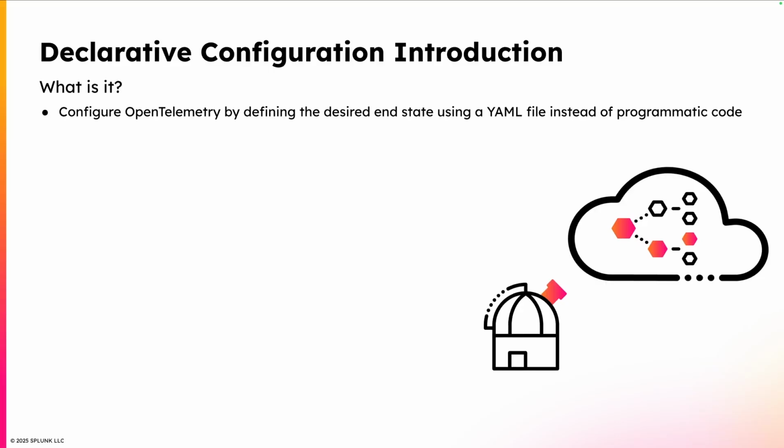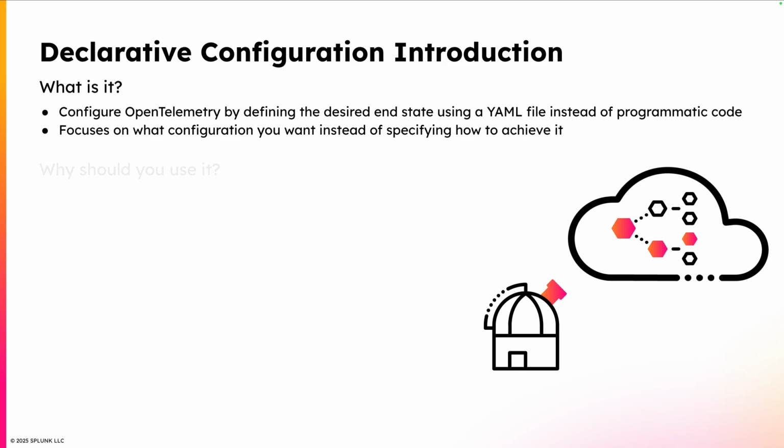Declarative configuration means configuring OpenTelemetry by defining the desired end state using a YAML file instead of writing lots of detailed programmatic code. Instead of specifying exactly how to achieve observability, you just specify what configuration you want.